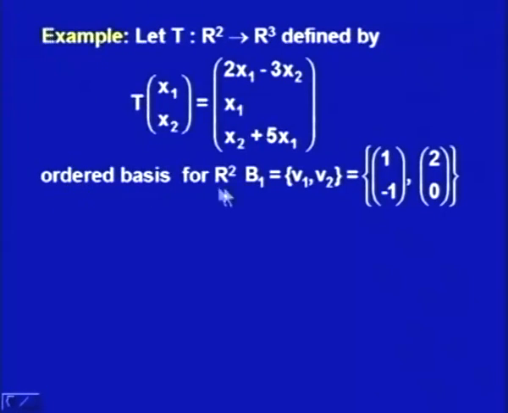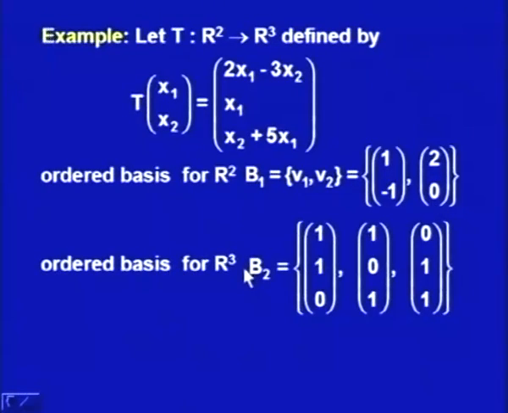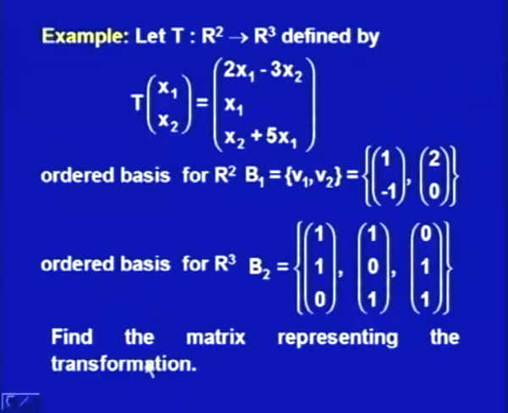For this, the basis for R2 is given as B1 consisting of two vectors V1, V2 as (1, -1) and (2, 0), while the ordered basis for R3 is provided as (1, 1, 0), (1, 0, 1) and (0, 1, 1). These bases have to be specified because the matrix depends on the basis. If we change the basis, the matrix will be different. We have to find the matrix representing the transformation.